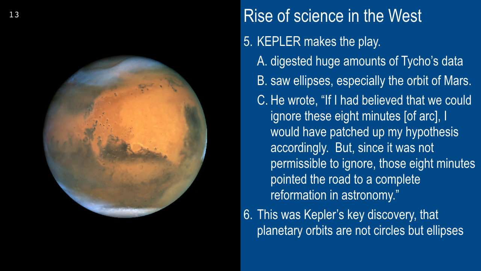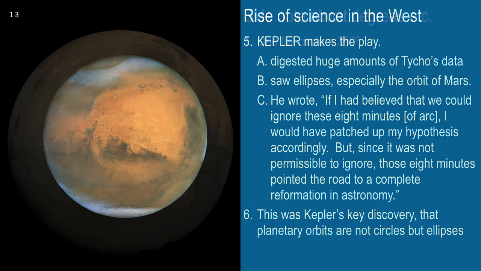Actually this was his key discovery, that the planetary orbits are actually ellipses, and it started with Mars because Mars has a fairly eccentric orbit. I shouldn't say very, but it's the least circular of the planets, its orbit. And Earth's orbit is actually elliptical slightly. It's not a perfect circle.